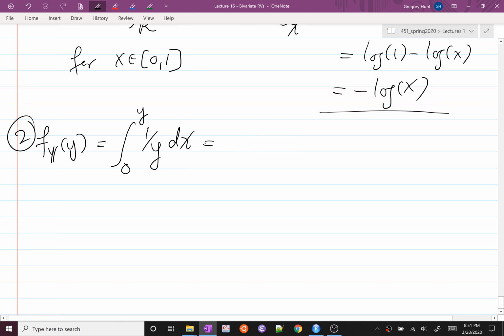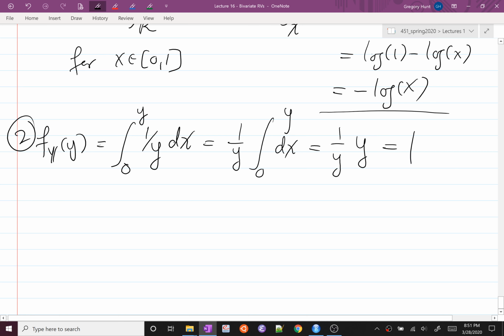And so if I do this, in this case y is a constant with respect to x, so I've got to be a little careful. I can pull that out. It's just going to be a 1 over y, and my integral is just 0 to y dx. And so we get 1 over y times, what am I going to get? I'm going to get y, right?